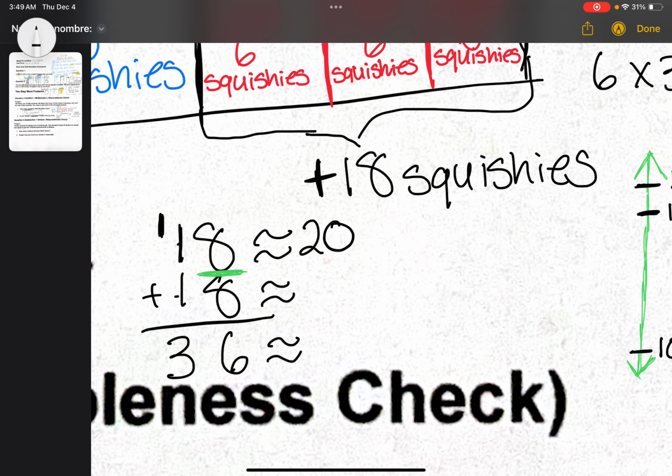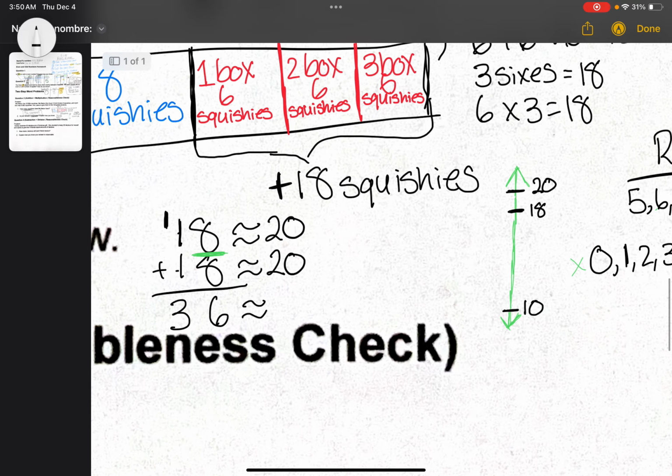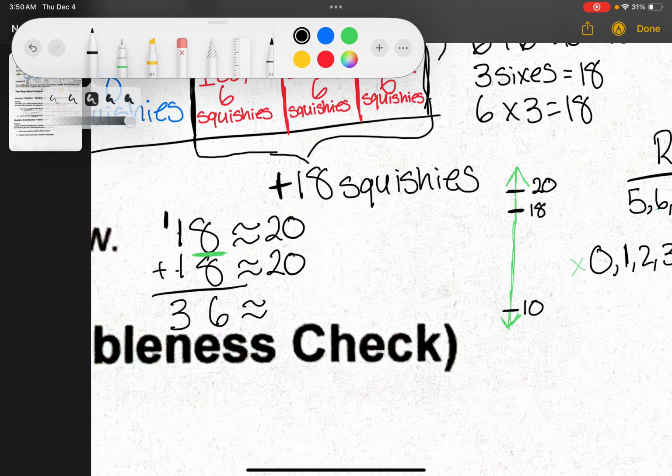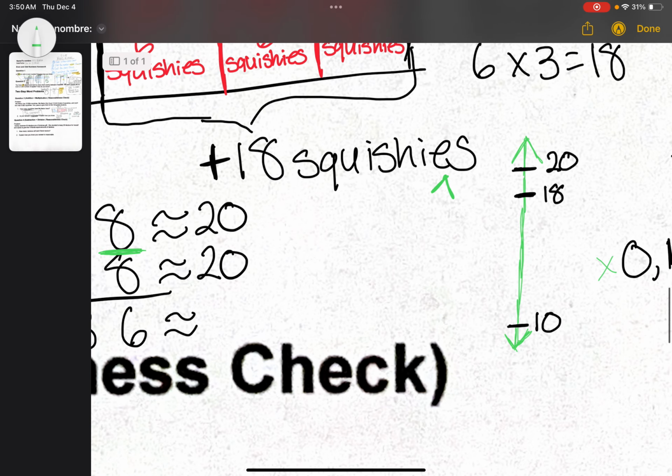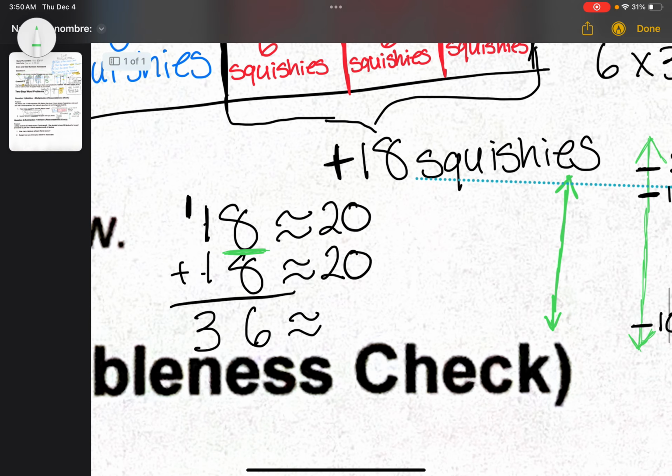And we're going to do it again for our second 18. 18 is closer to 20. And now we are also going to round 36. Just to be curious. And also because you have to. But I'm curious. So let's round. We're going to make our arrow chart. And we are going to round 36.